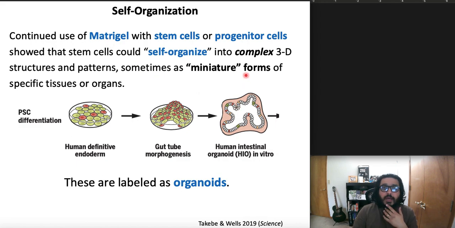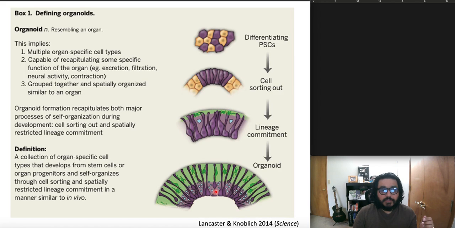Organoids are sometimes called mini organs, where they are these miniature organs that are grown in culture. So they're like an organ, but they're not the full organ, though they're very similar in many features. So let's actually get into the definition that researchers actually use for an organoid. Okay, so an organoid resembles an organ, and that implies a couple of things.